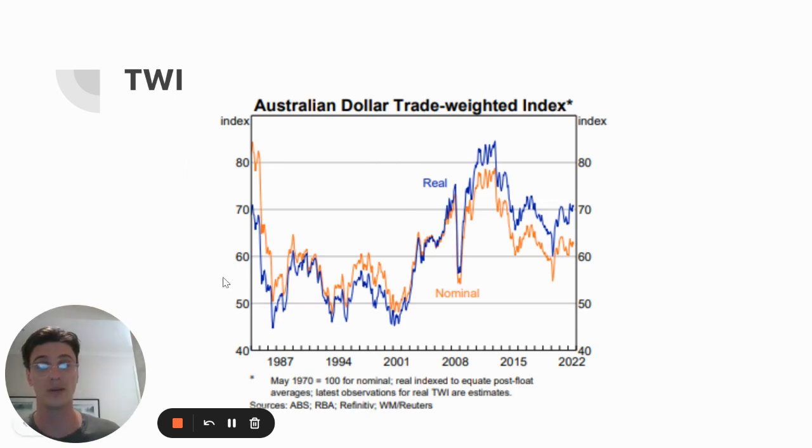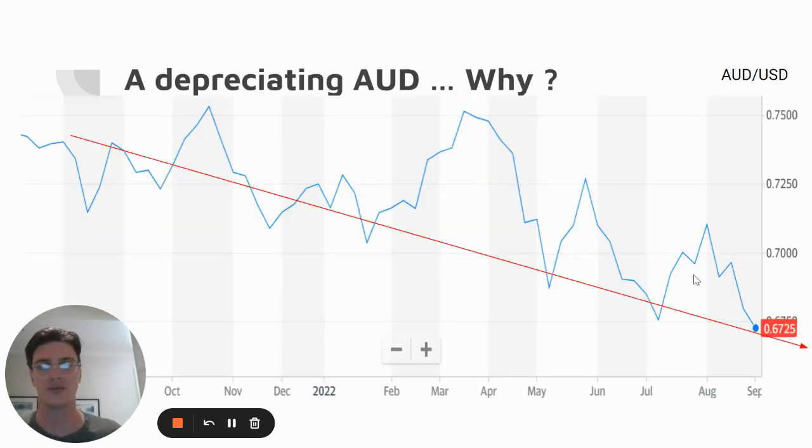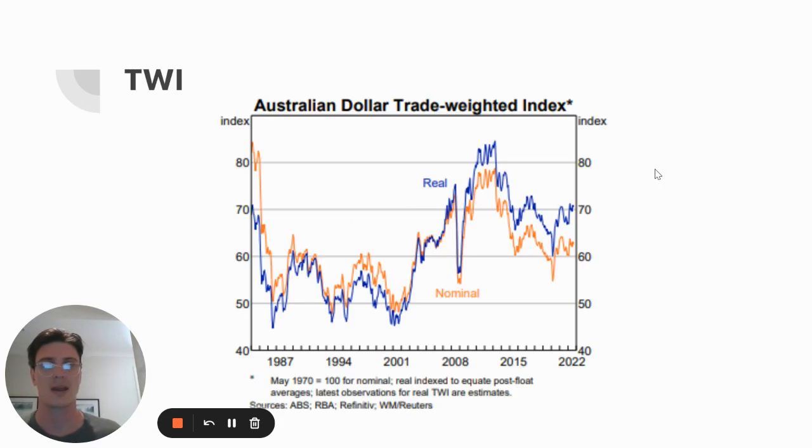But if we look at it in trade-weighted index terms, which I had a student ask me the other day, the trade-weighted index has actually appreciated. So it just goes to show that depending on which currency you're looking at, you can talk about the appreciation of the TWI. I would probably focus on the depreciation of the AUD against the US dollar. And that's just because the TWI makes up a whole range of different currencies, not just the USD.